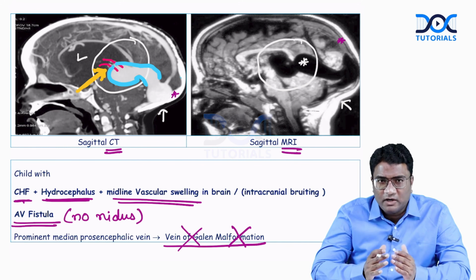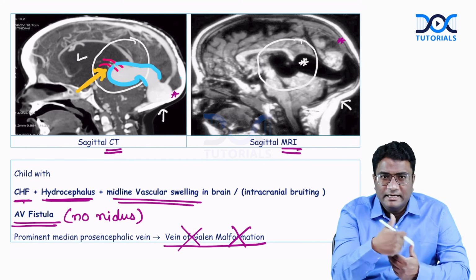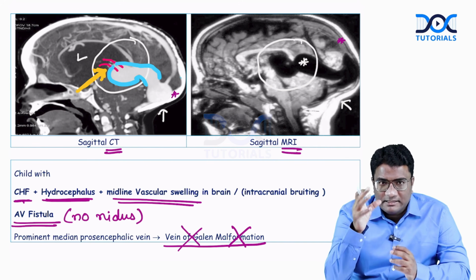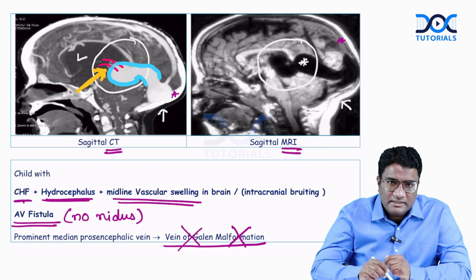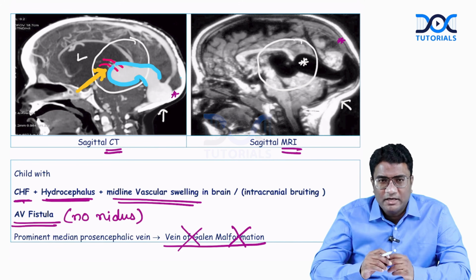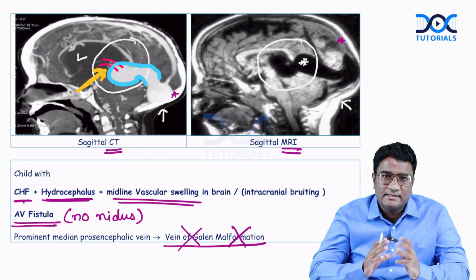Once there is an AV fistula, what will happen to the preload to the heart? What will happen to the venous return and preload to the heart? Increases. So the child develops congestive heart failure. And this vascular swelling in the brain will compress the aqueduct, will compress the third ventricle, leading to hydrocephalus in the child. So a triad of hydrocephalus, midline vascular swelling and congestive heart failure.